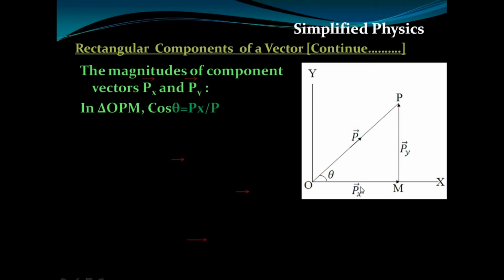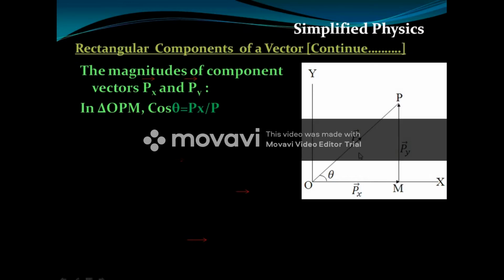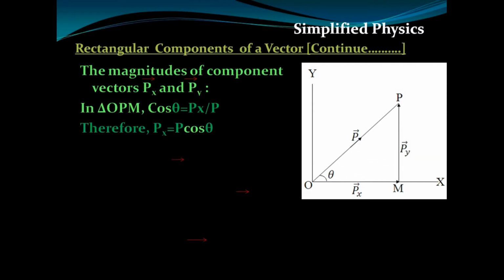Is it? Exactly. OM by OP. OM, in terms of magnitude, is Px, and OP in terms of magnitude is P. That means Px equals simply P cos theta. That is the x component of the vector, or the component of the vector along the x-axis.